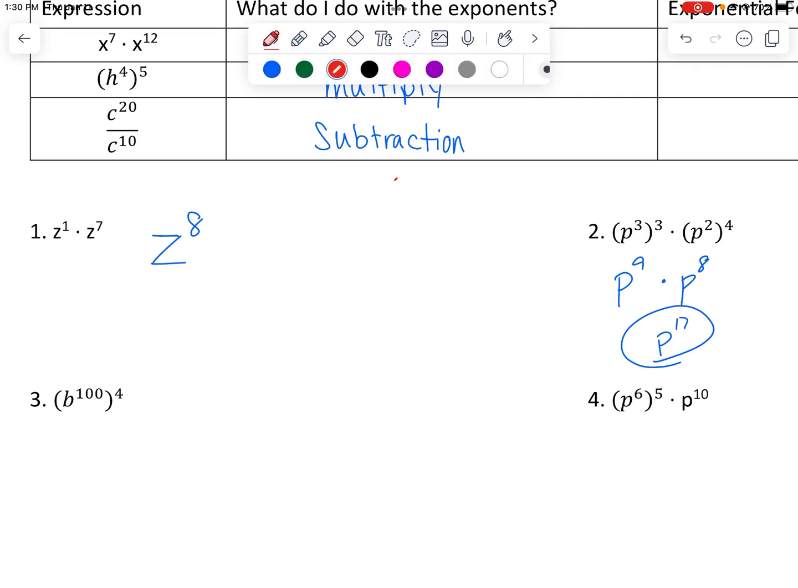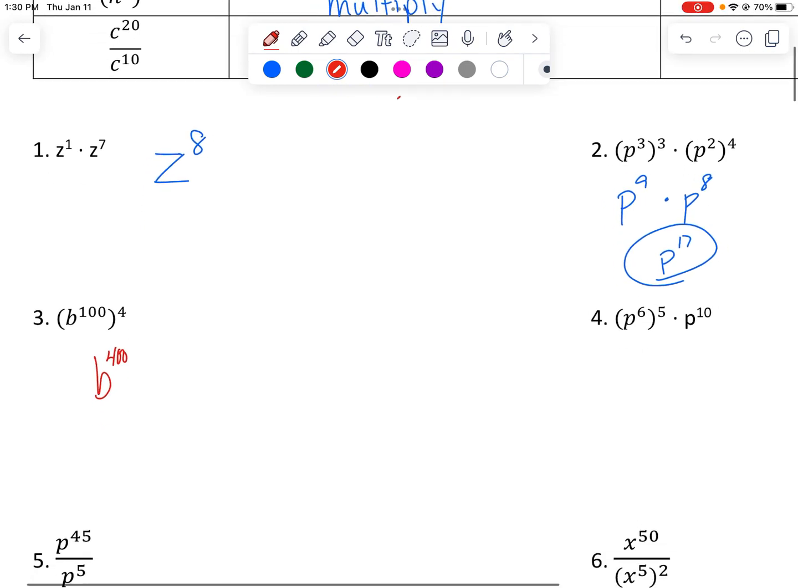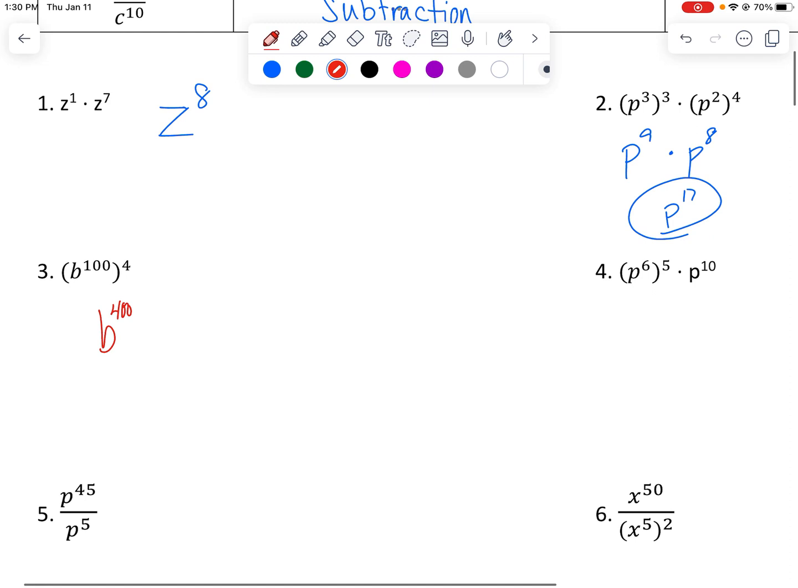On question 3, not too bad. I see parentheses, that means multiply. And 4, again, same idea. I would encourage you to pause the video, try number 4 on your own, and then unpause and check your work. But it's 2 parts. First do your parentheses, then do the multiplying.